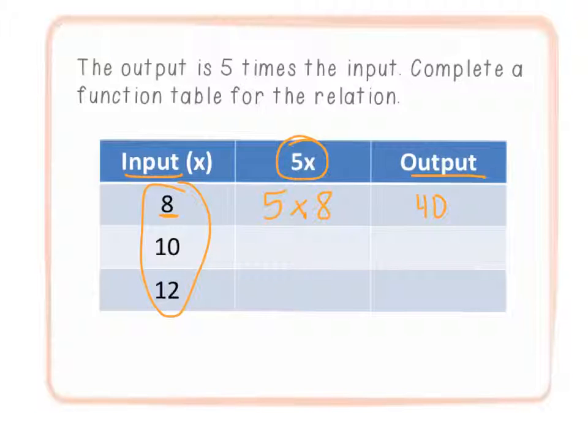Okay? The next one, I need to use my 10 this time into the rule. 5 times 10, that's 50. Okay? And then the last one, I need to plug in 12. 5 times 12 is 60.